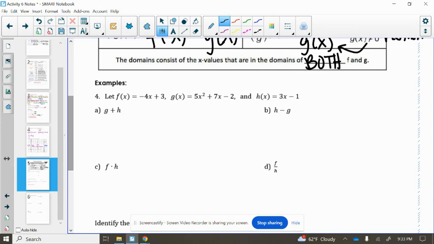So if we look at number 4, we have three different functions, f of x, g of x, and h of x, and we are going to perform some of those operations. So for the first one, we're taking g of x, and we are adding to it h of x.